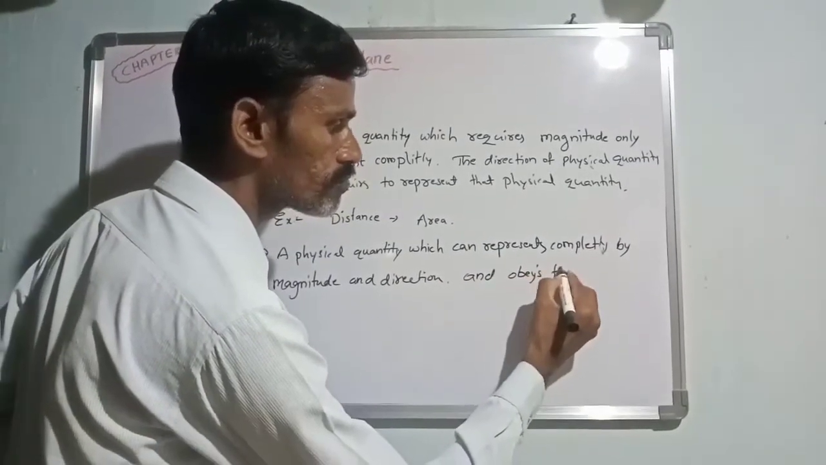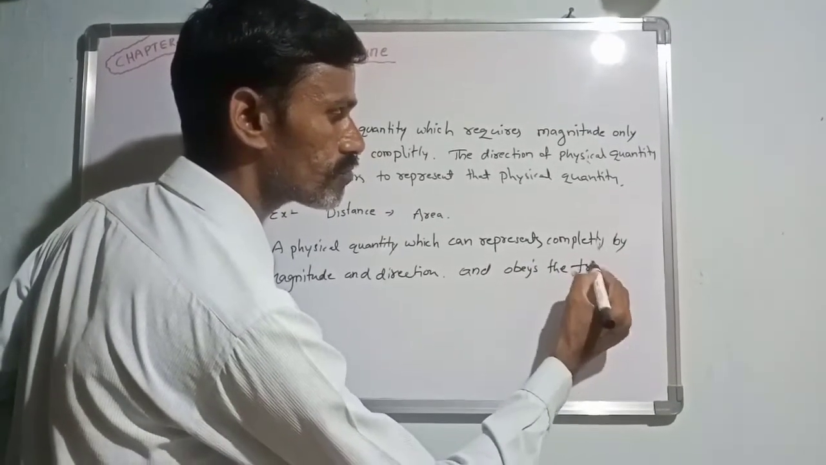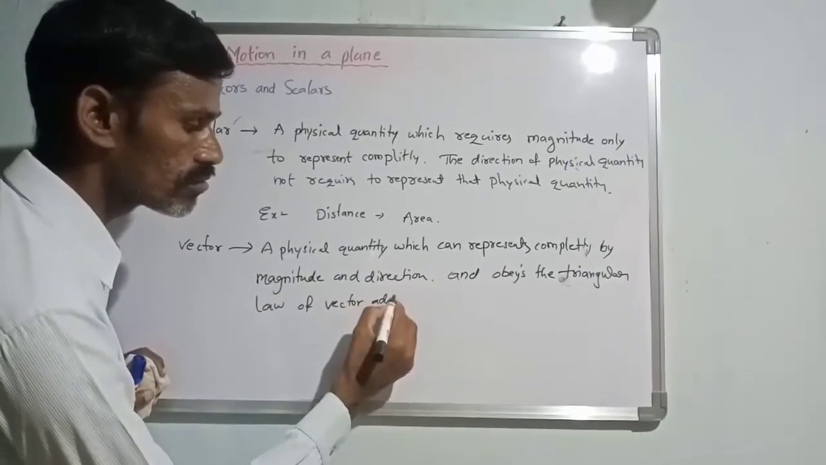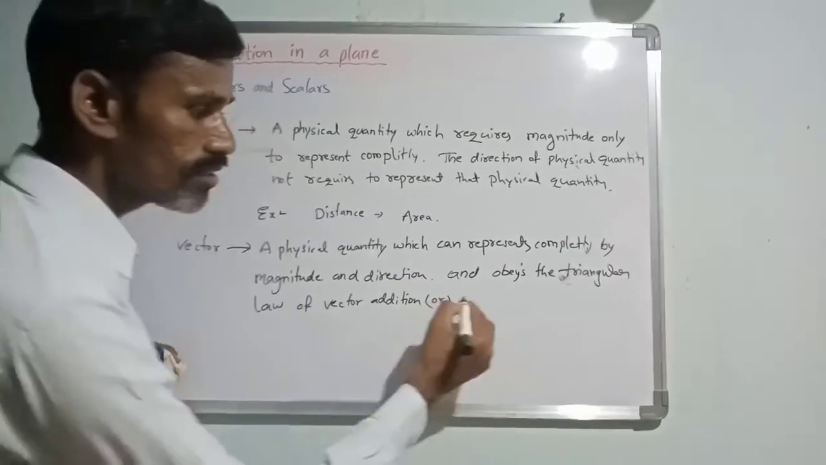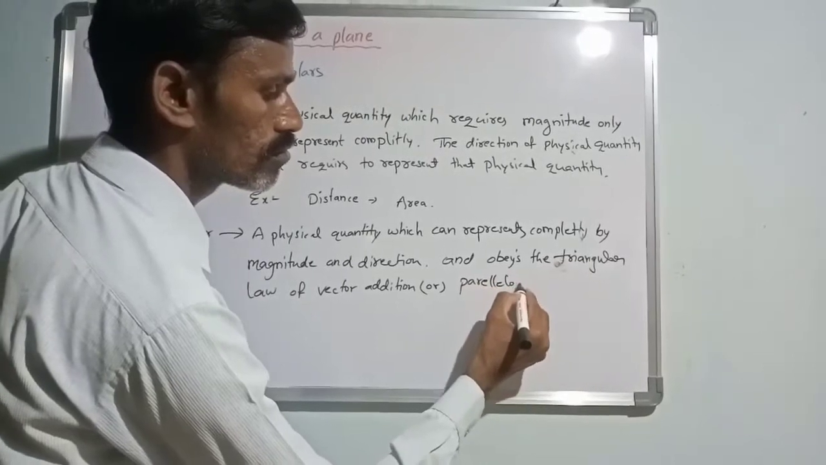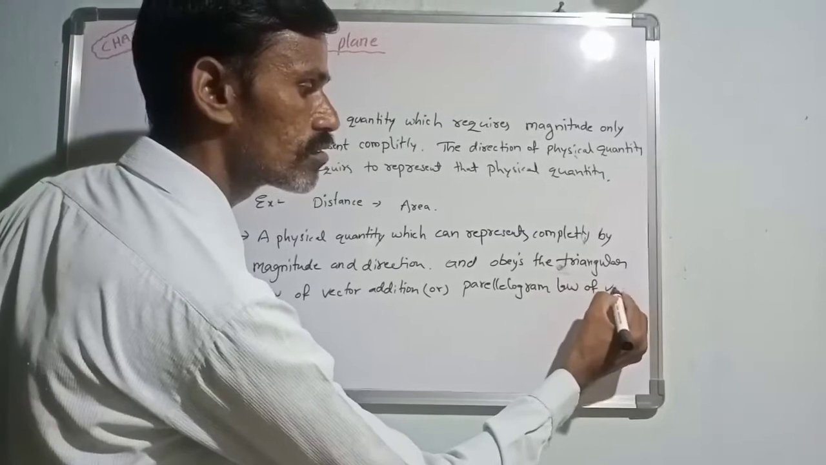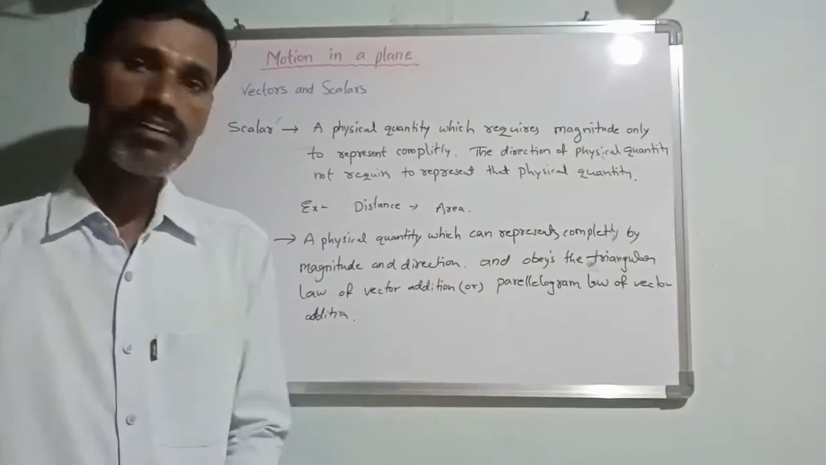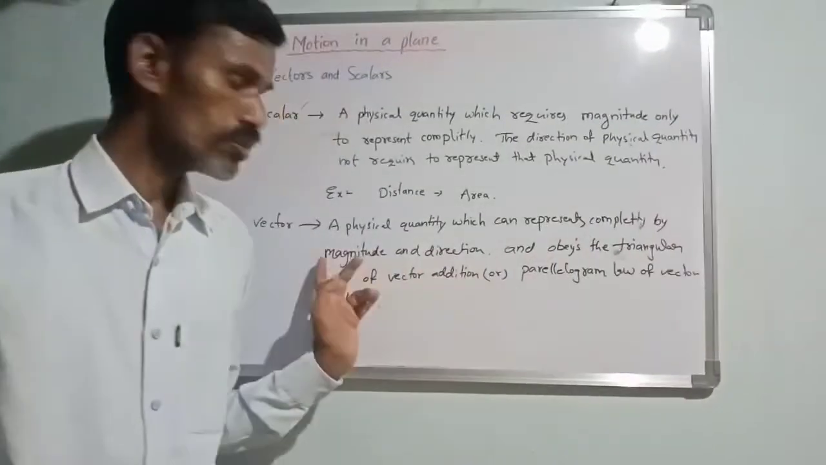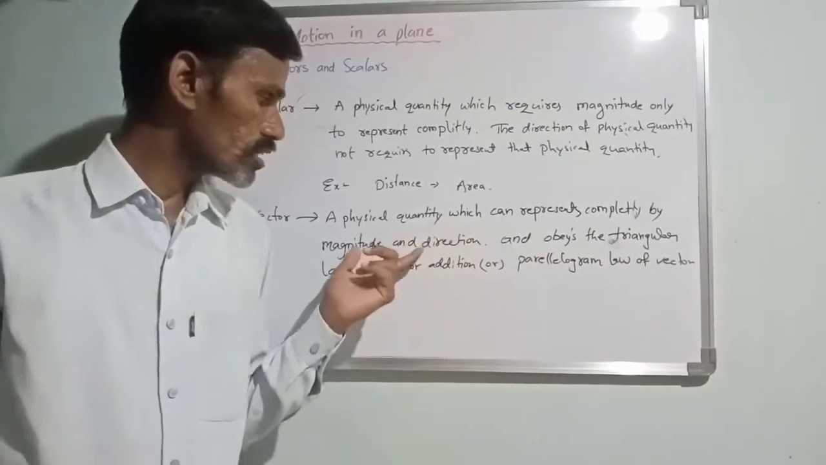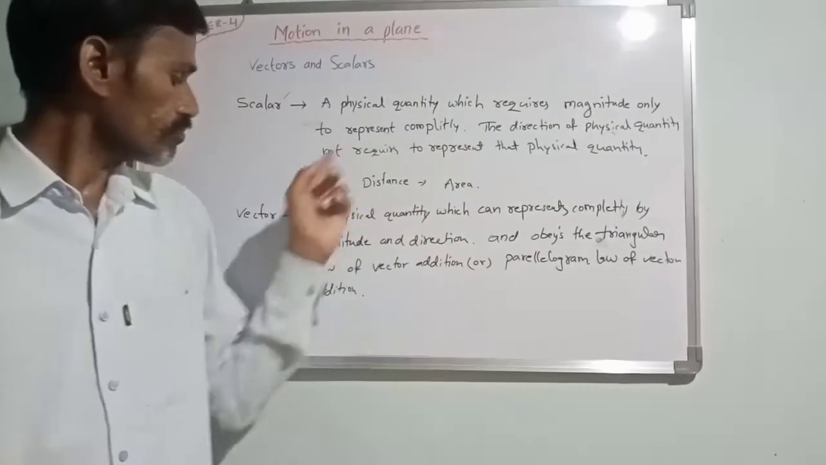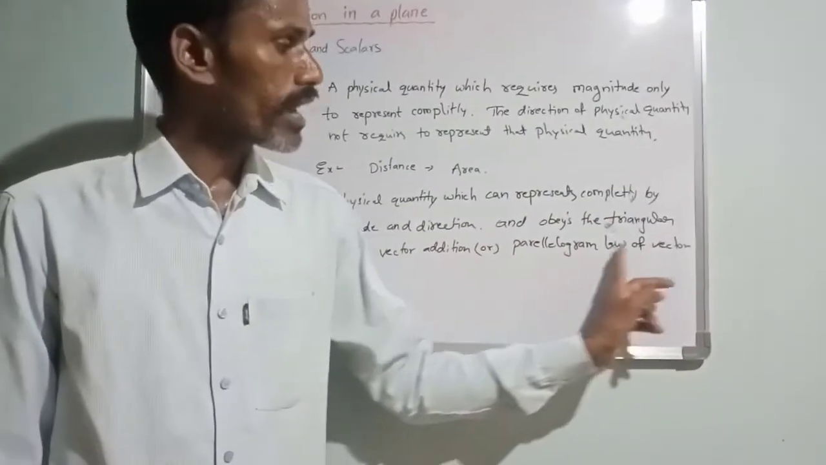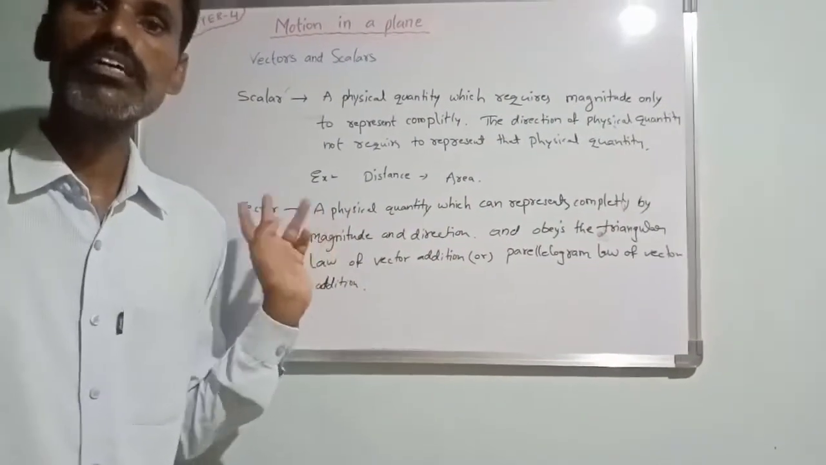And here we have one condition: it obeys the triangular law of vector addition, or equivalently the parallelogram law of vector addition. A vector is the physical quantity which can be represented completely by its magnitude and its direction. Whenever a physical quantity has magnitude and direction and obeys the triangular law of vector addition or equivalently the parallelogram law, then only the physical quantity is said to be a vector quantity.